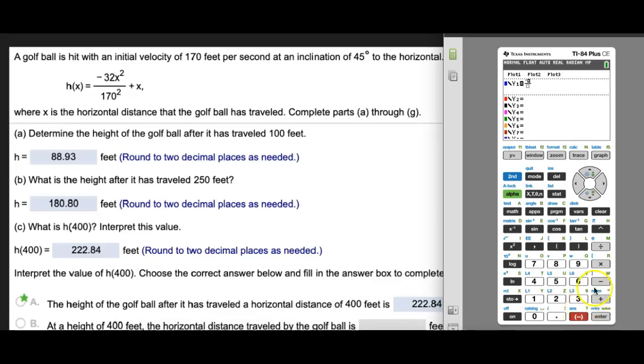Notice that's down here at the bottom. That is different from the subtraction sign that you would use in other types of problems. And I type in 32x. Don't forget that's the variable key. That's what you want to use. And then squared. And to get out of that numerator, we could just press the right arrow. And it jumps us down into the denominator, 170 squared. And then to get out of the denominator, again, press the right arrow. And the end of that equation is plus x.